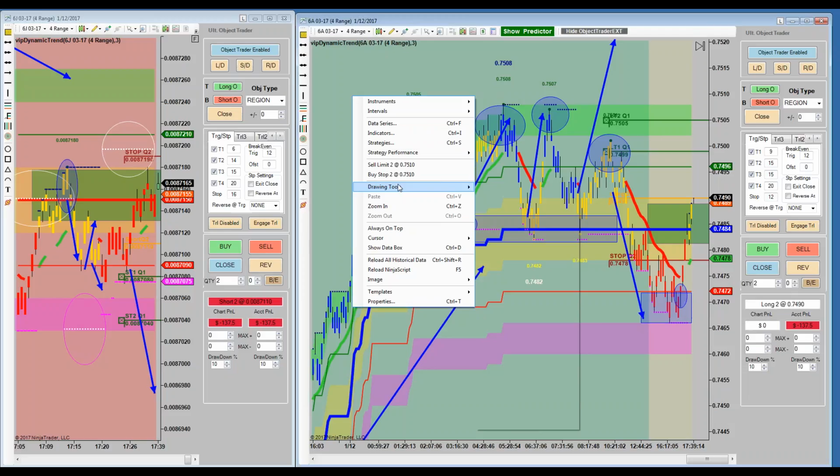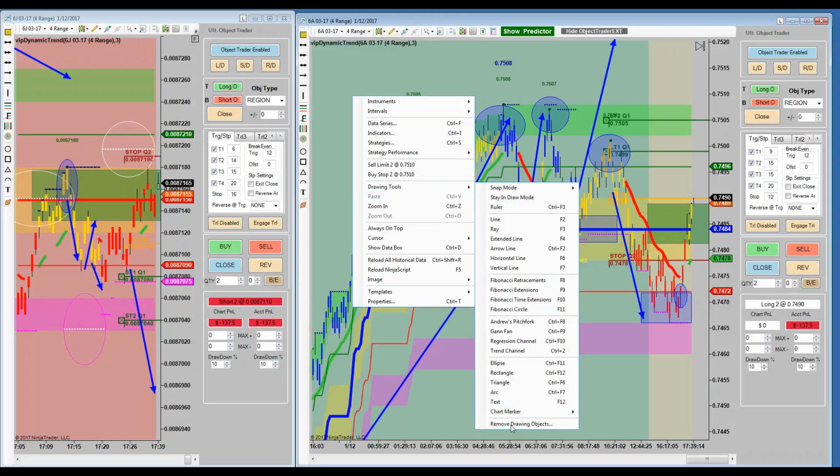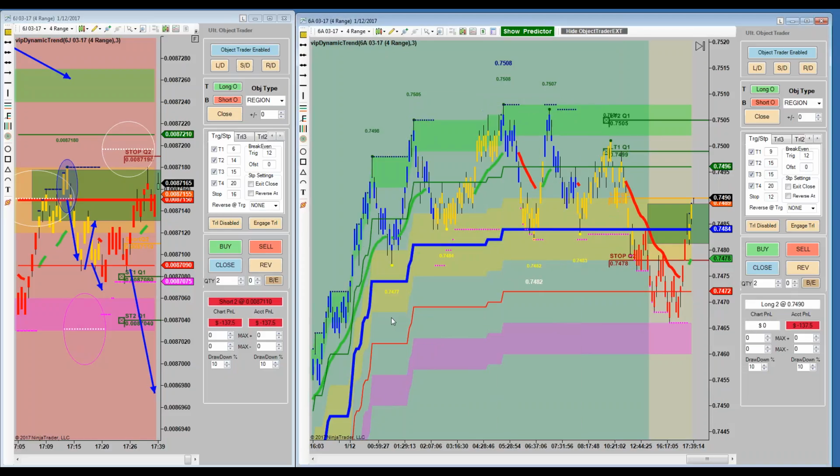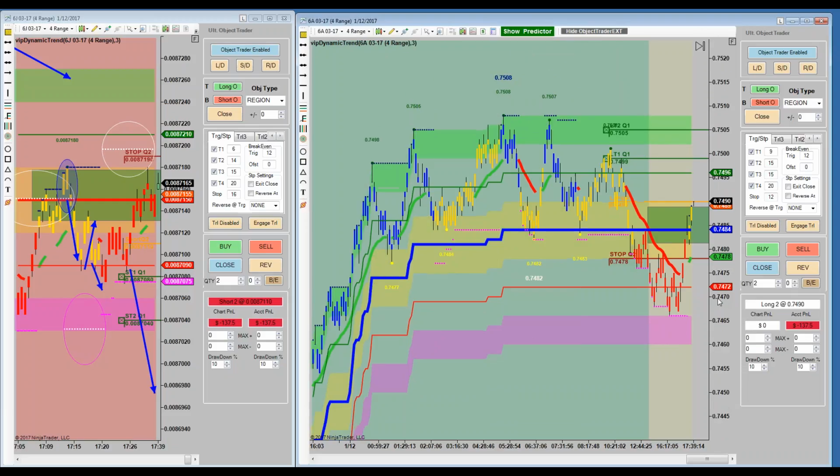Can I take all this drawing stuff off of here? I'll clean this chart up. Yeah, that's kind of crazy. Just get all that crap off of there. Take that off. Yeah, it's a cleaner chart. There you go.